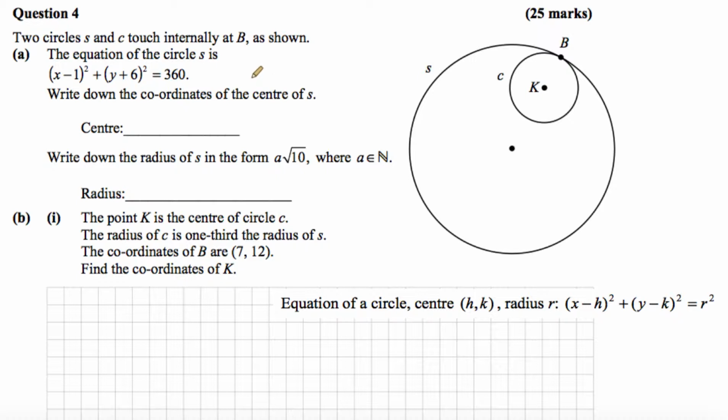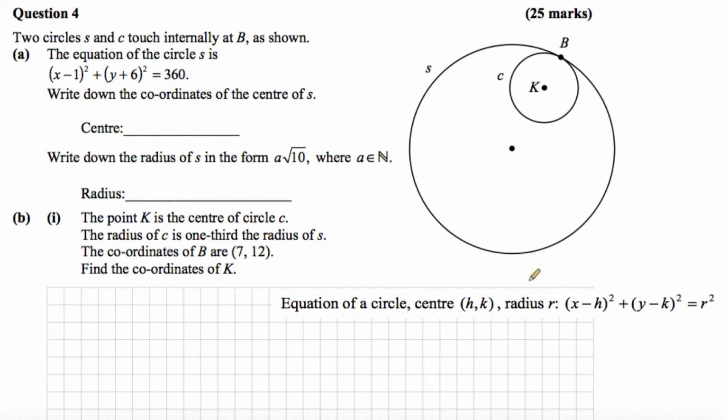Part A says the equation of the circle S is (x minus 1) all squared plus (y plus 6) all squared is equal to 360. Write down the coordinates of the center of S, and then write down the radius of S in the form a root 10, where a is a natural number. So we want the center and radius of a circle. It's given to us in this form.